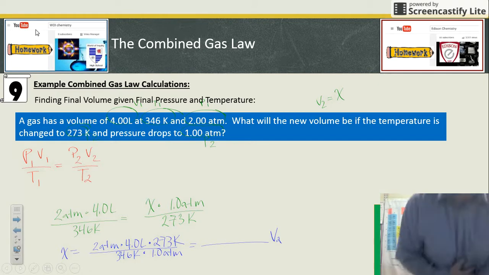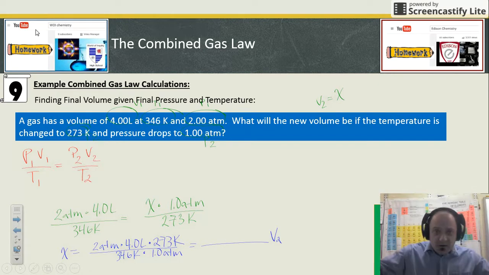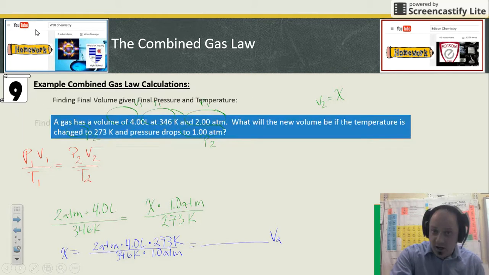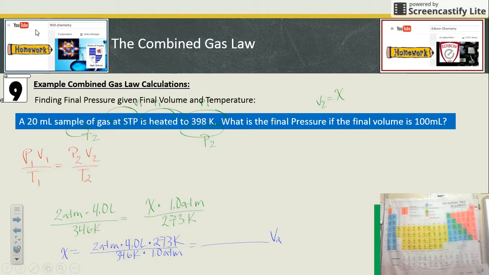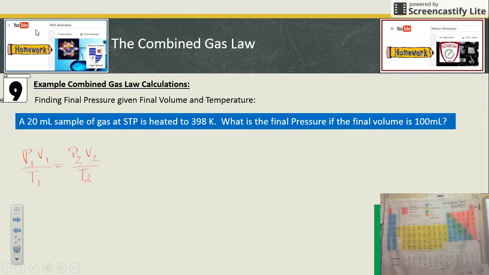The only other couple ways that these problems show up, and again, we're going to be solving for the one missing variable. The hardest part here is finding your 5 variables that you know, and then solving for the one that you don't know, because it requires algebra. Okay, finding the final pressure given the final volume and temperature. Again, I have to use the same equation, P1V1 over T1 equals P2V2 over T2, because that is the combined gas law equation. I'll help you find your variables here.